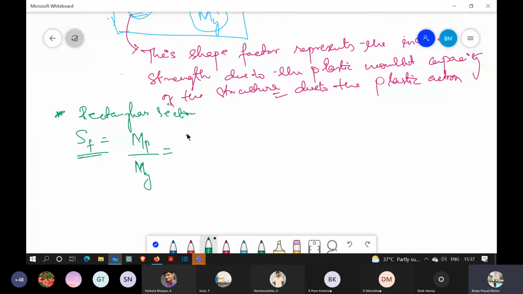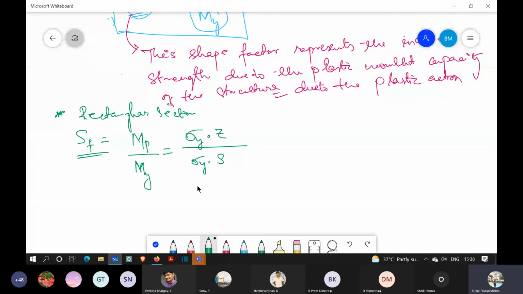From your notes, please see that and tell me what is the value of My? The yield moment is sigma y into S. Yes, sigma y into S. Okay, now the sigma cancels out and this becomes Z by S.